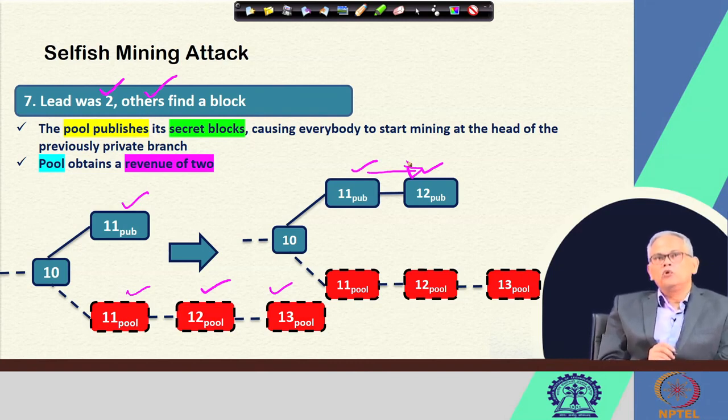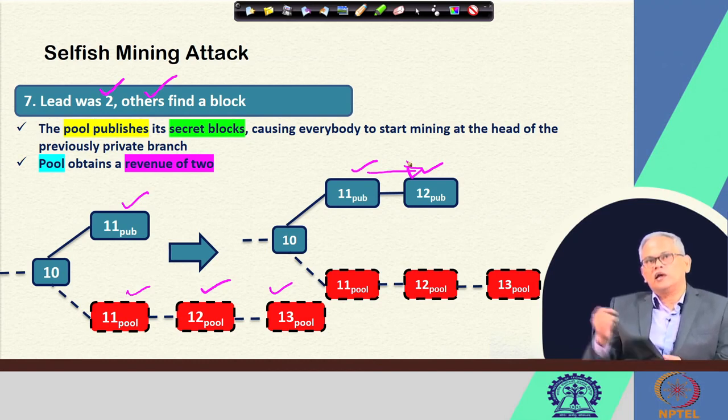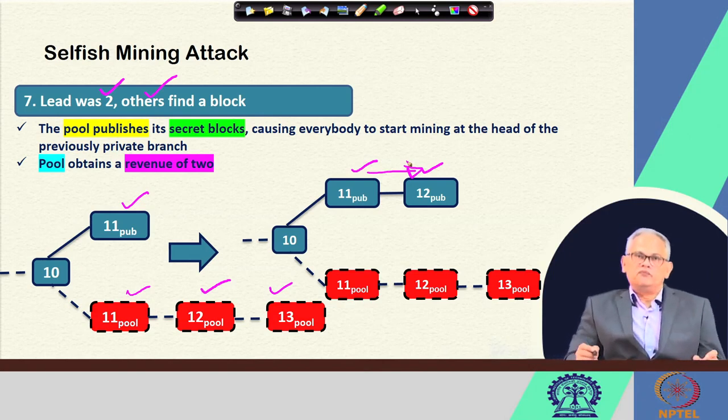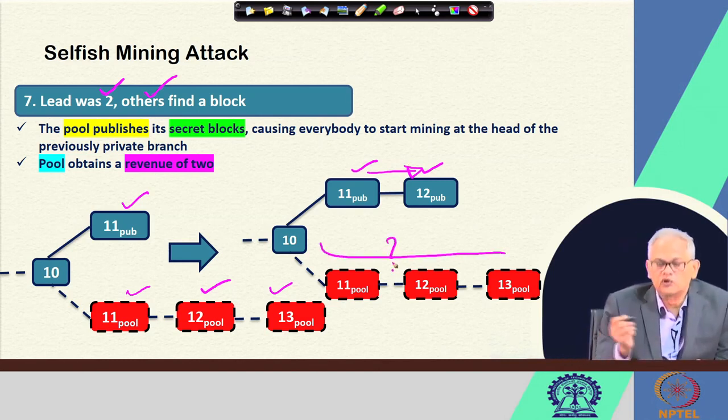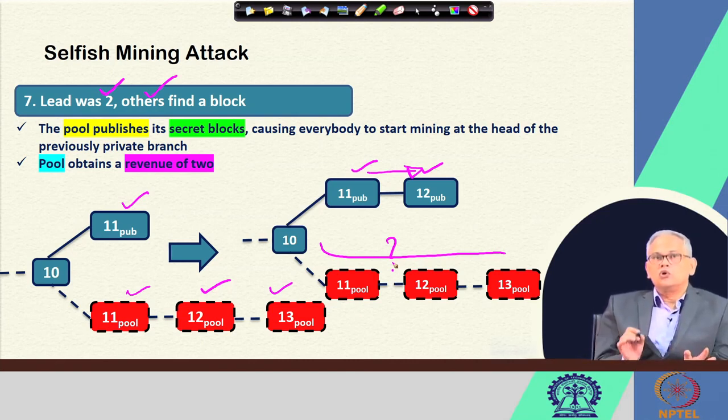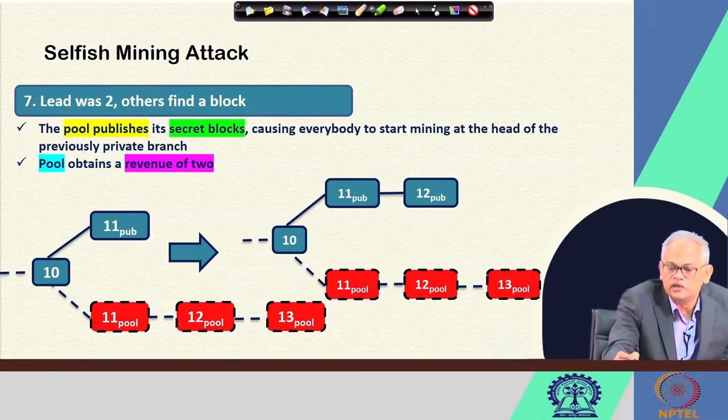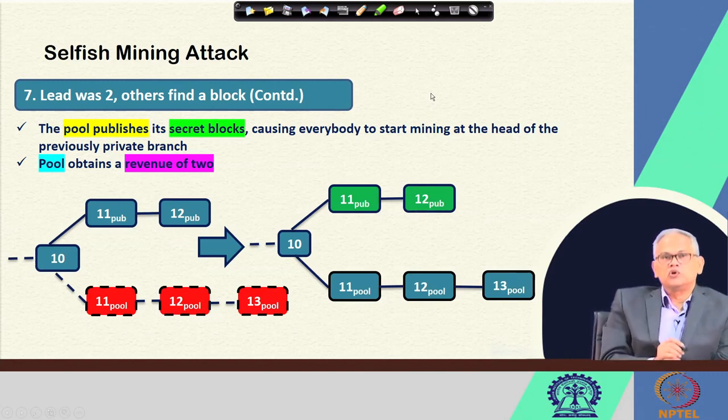So the pool publishes its secret blocks, causing everybody to start mining at the head of the previously private branch. When the attacker sees this, the attacker will feel that if I do not publish it yet, this is not known at all to anybody. It is only known to the attacker. So instead of waiting any further, the attacker will immediately publish it, and that is shown here: all these 3 are now published.